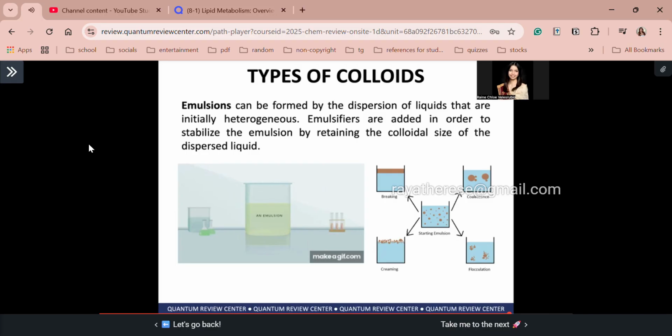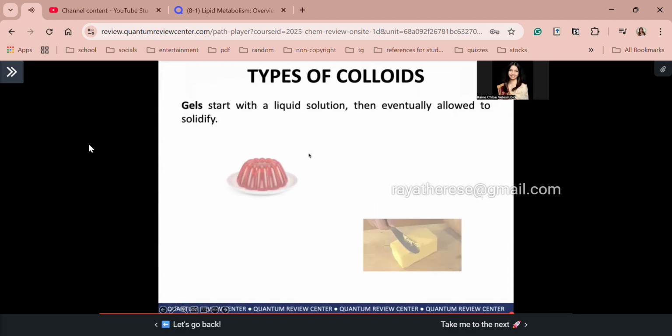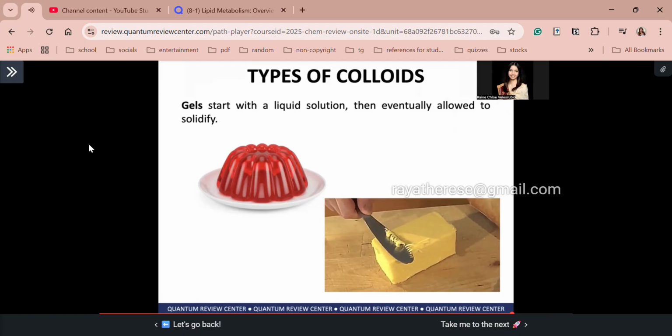Okay? And guys, check ko lang, irreversible ang breaking na yan. Hindi mo siya ma-restore just by shaking again. Based on experience, guys, again, hindi mo ito masasalvage. So kailangan mong ulitin ang buong emulsification process. Okay? And then here we have gels. So gels, again, they start with the liquid solution, then eventually they are allowed to solidify, usually at a certain temperature.